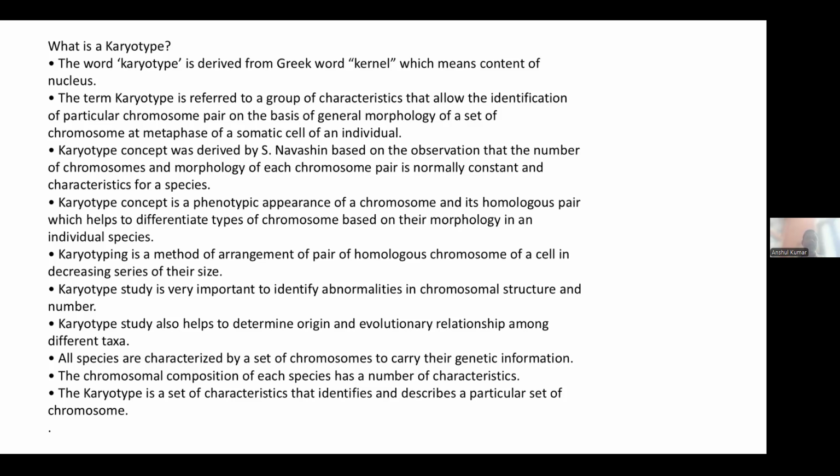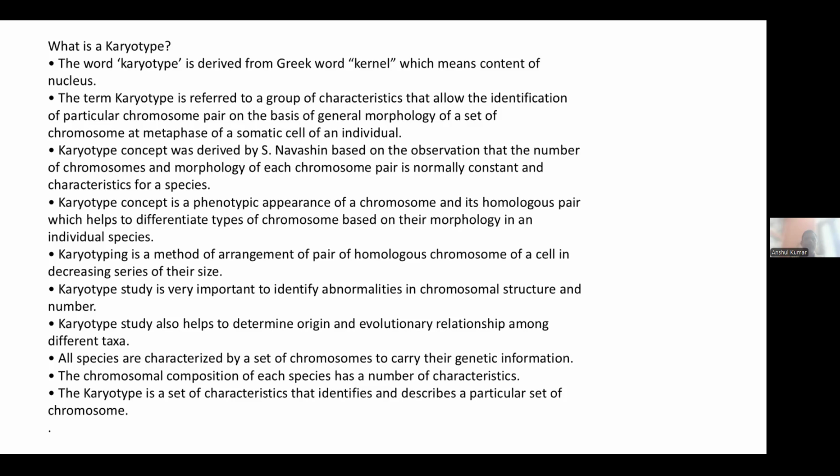The karyotype concept was derived by S. Navashin, based on the observation that the number of chromosomes and the morphology of each chromosome pair is normally constant and characteristic for a species. So the concept was that the chromosomes and their morphology are normally constant, and if there is any change, it can be easily detected.